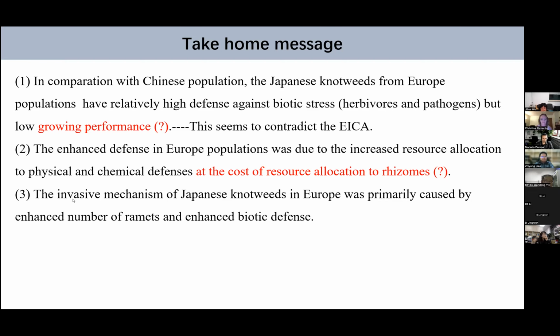Third, the invasive mechanism of Japanese knotweed in Europe was primarily caused by the enhanced number of ramets and the enhanced biotic defense. I think because the ramets are very different between the Chinese population and the European population.